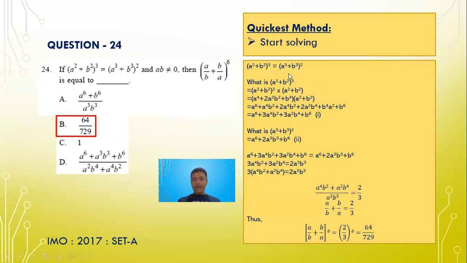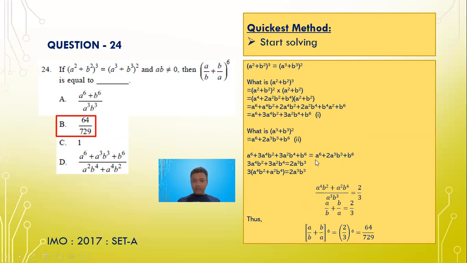What is the right hand side? (a^3 + b^3) whole square. (a^3 + b^3) whole square is a^6 + 2a^3b^3 + b^6, the second. So first is equal to second: a^6 + 3a^4b^2 + 3a^2b^4 + b^6 is a^6 + 2a^3b^3 + b^6.